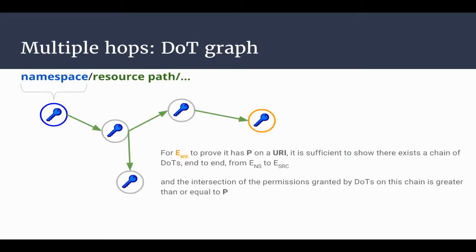Now, this naturally forms a global graph. The start of any portion of this graph would be the namespace, and as it delegates to other entities, each of these keys here, the blue keys denoting a different entity, as it delegates to each of these, it forms this graph. And to prove that an action is authorized, it is sufficient to show that there is a path in this global graph that leads from the namespace entity to the entity doing the proving, which is the orange circled entity on the right-hand side here. And of course, each one of the links that is traversed by this path must grant a superset of the permissions being proven, so that the intersection of all of these links is greater than or equal to what the proof is claiming.